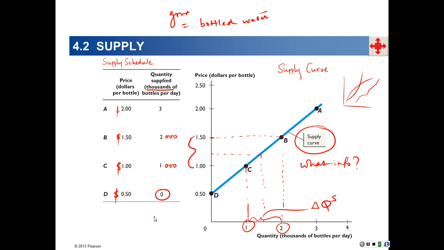So a change in quantity supplied is only brought about by what? A change in the good's price. Right? And you can see here that a change in quantity supplied is pretty much a movement along a given supply curve, for instance, from point C to point B, right?